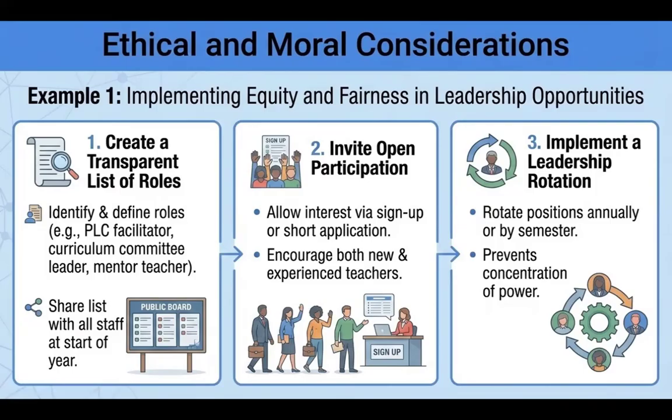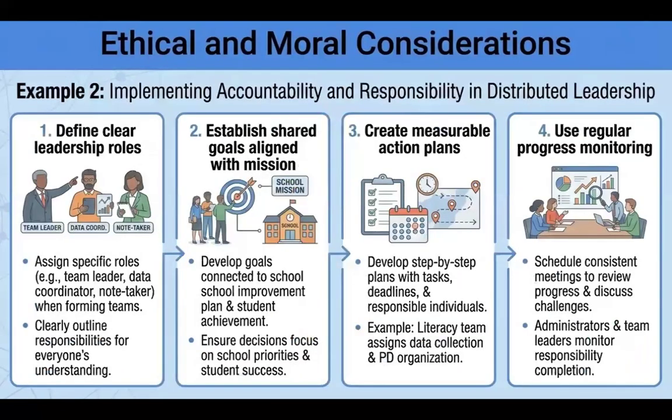And then that also speaks to the implementation of a rotation system where it can either happen annually or it can happen by semester or quarter. And this again prevents the concentration of power and having a lot of this decision making being decided in silos. Right, because in my school, what happened is every year we have different members of the ILT, different members of the SDC, and different members of the SLT teams. I love that.